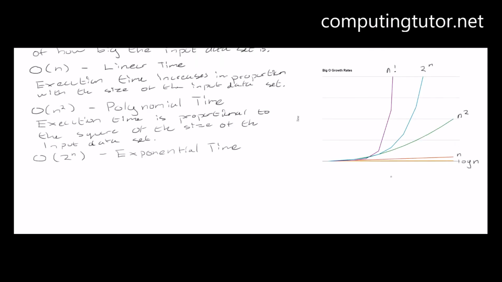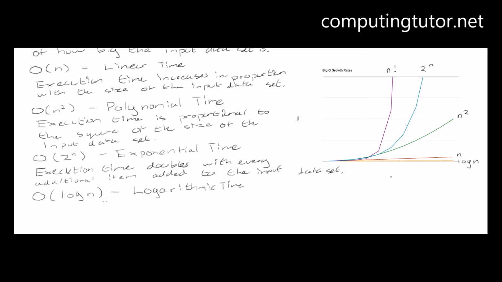What we've got with exponential time is the execution time will double with every additional item added to the input dataset. Okay, so that's exponential time. And we've also got logarithmic time. And logarithmic time is a time complexity which will grow very slowly as the size of the dataset increases. And it is important to note that the base of the logarithm doesn't actually make a difference when we're talking about the time complexity of an algorithm.